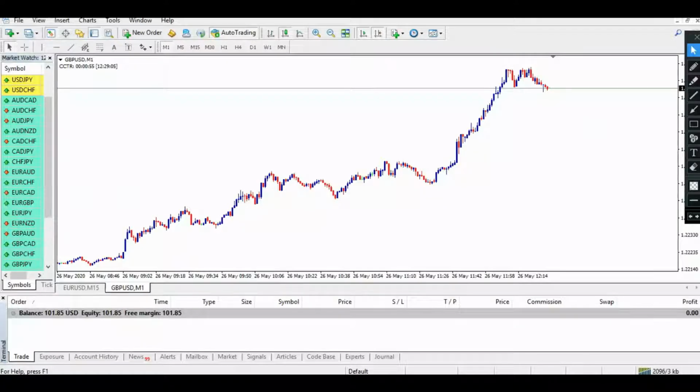Anyways, I have made you understand how the support and resistance lines work. I hope it will help you in your trading. If you find any kind of difficulty in your trading, just write a comment so that I can help you out.